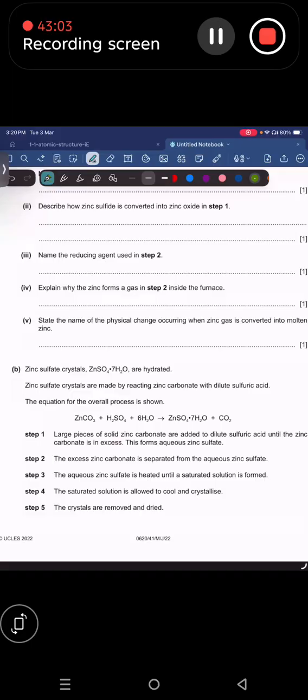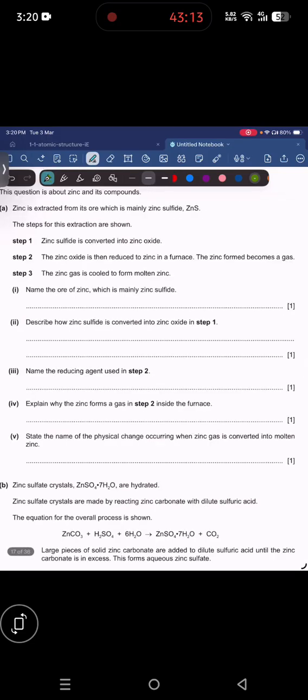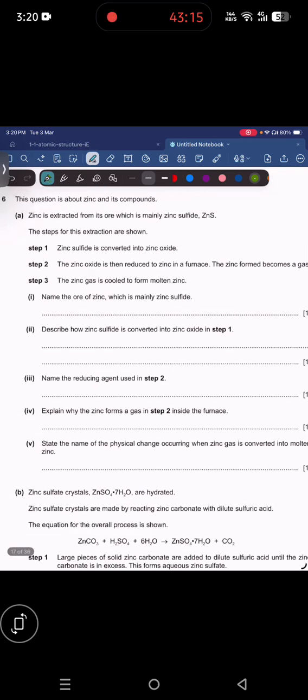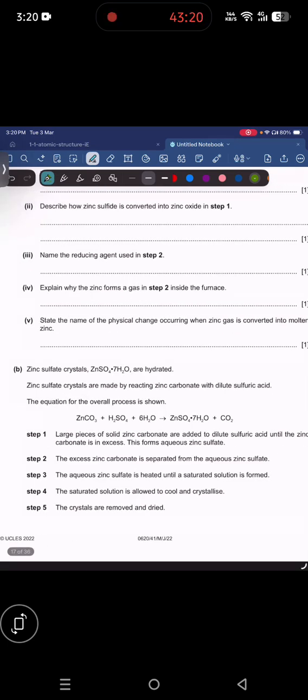From 2023, the extraction of zinc is not part of the IGCSE syllabus. So we're going to skip the starting part A. We're going to start with part B. Zinc sulfate crystals with the formula of this are hydrated. Hydrated means with the water.